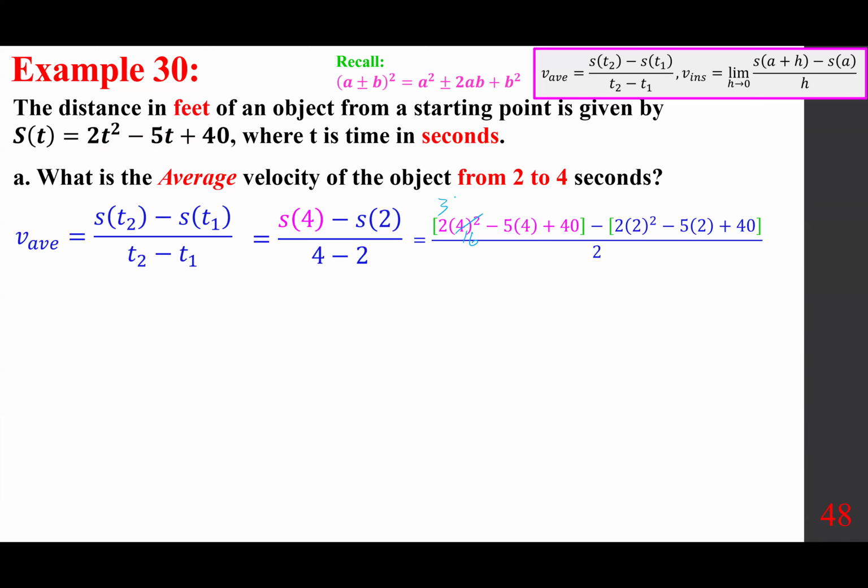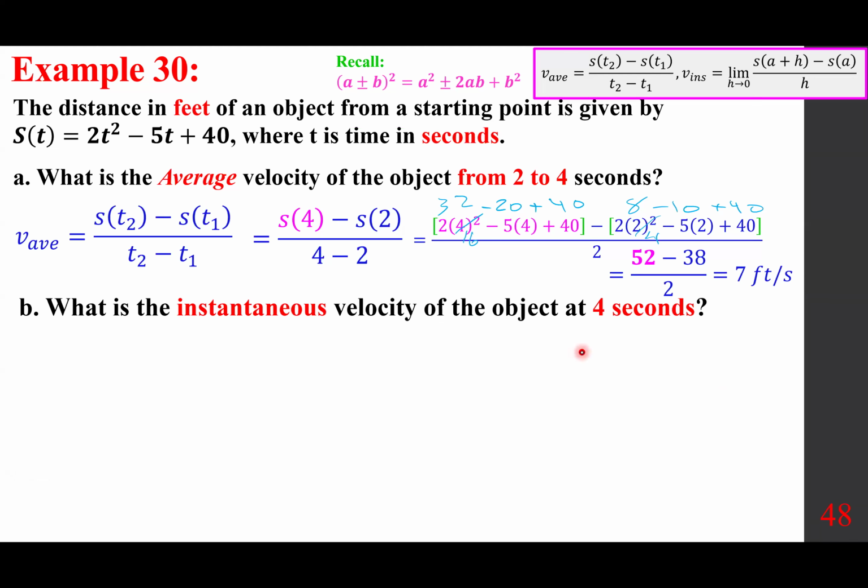So 16, 32 minus 20 plus 40. That is 52. This is 4. Makes it 8 minus 10 plus 40, which is 38. So minus 38. And it becomes 14 halves or 7 feet per second, units of the numerator over units of the denominator. Now, what is the instantaneous velocity of the object at 4 seconds?